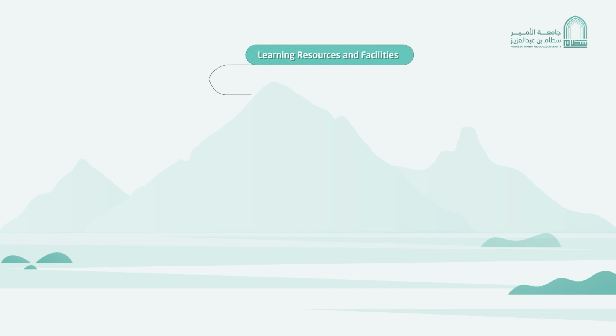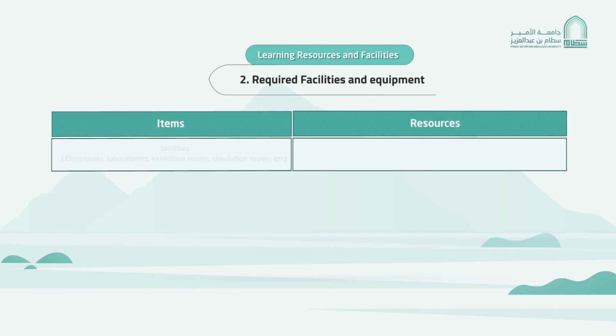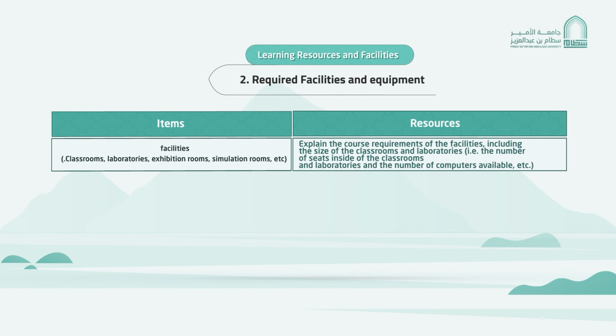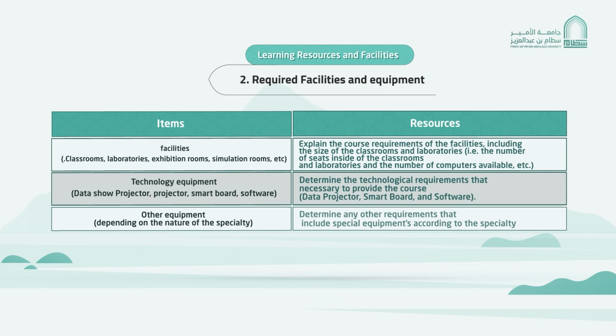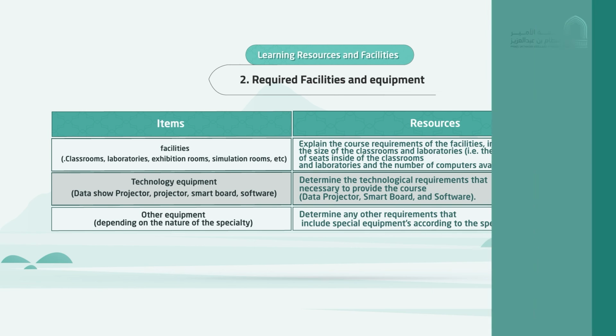2. Required facilities and equipment. Facilities: lecture rooms that accommodate 25 students. Technology equipment: writing the required technology to present the course, such as data show projector, smartboard, software. Other equipment: writing any required special equipment according to specialty practice.